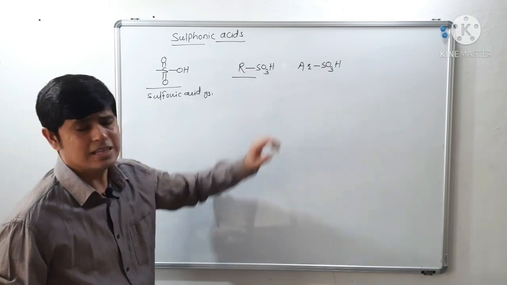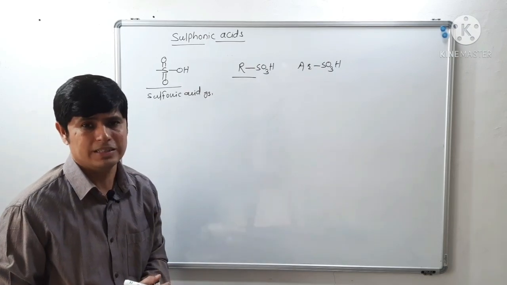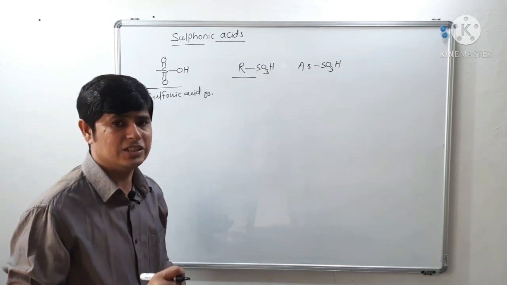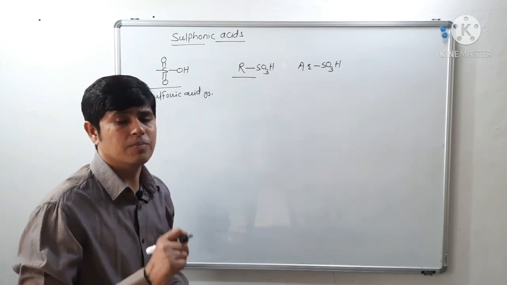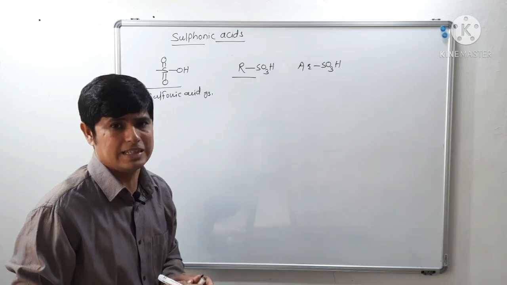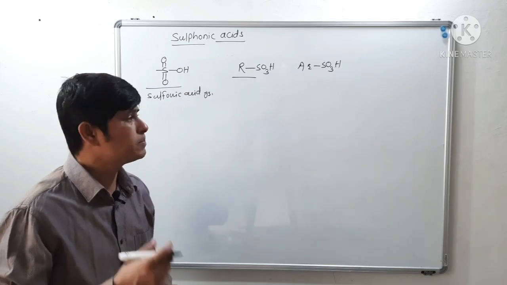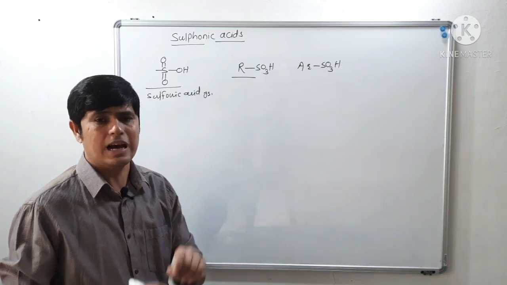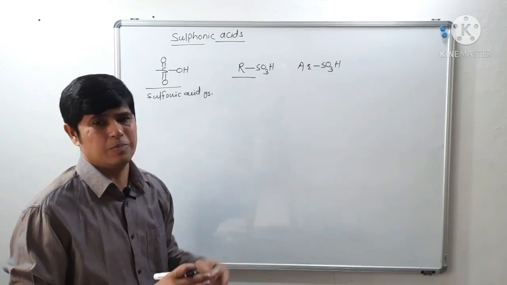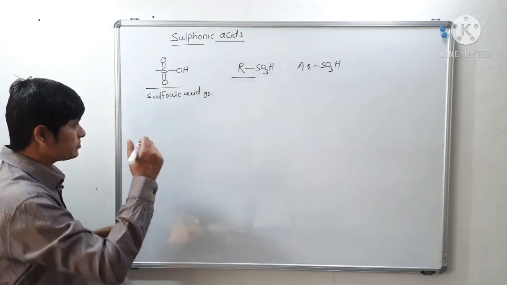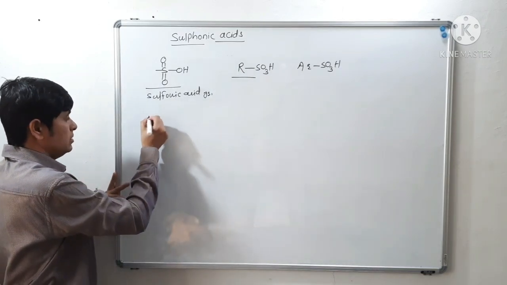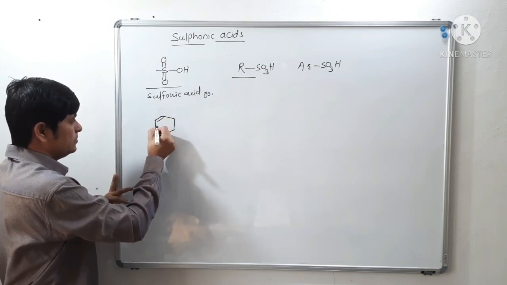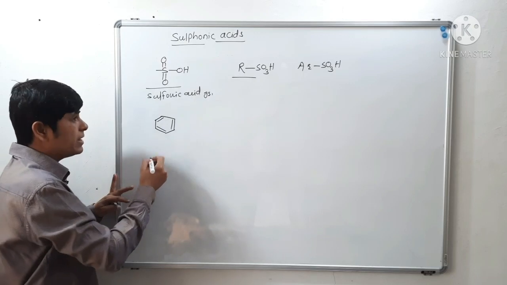Aryl sulfonic acids are more important. Hence, in this lecture we are going to discuss aryl sulfonic acids, because they are more important than alkyl sulfonic acids. Now let us see which are the aryl sulfonic acids. We will see some examples.